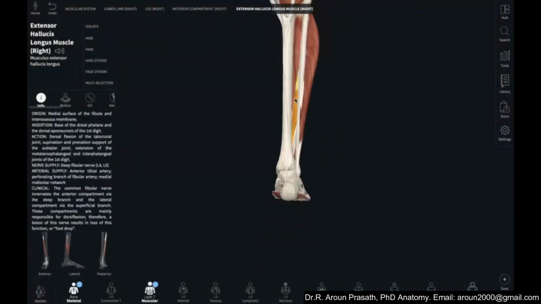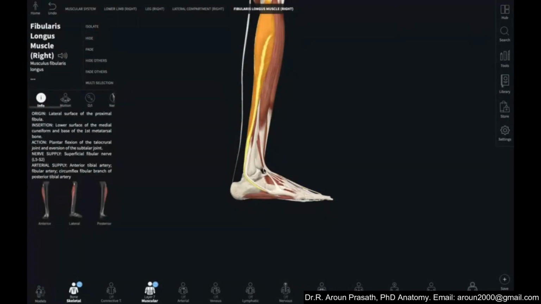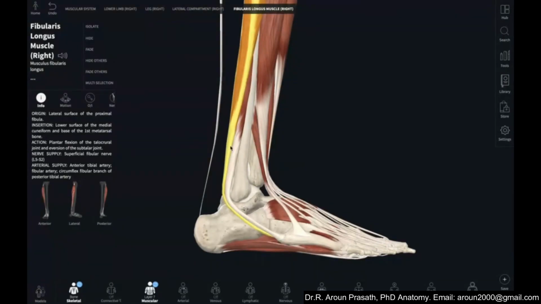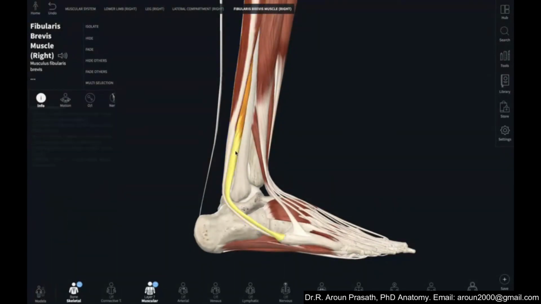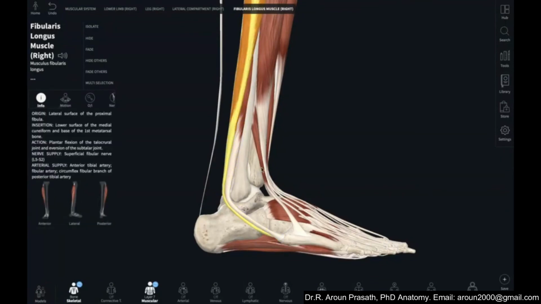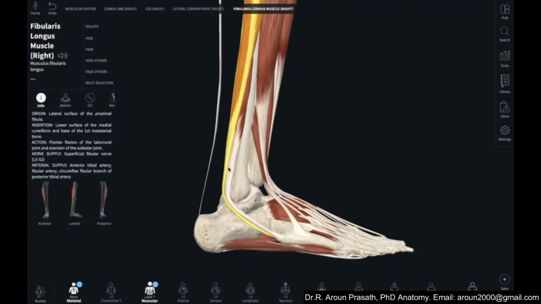Now there are some more muscles. You have to observe this tendon here. See, the fibularis longus muscle is also called peroneus longus; some people call it that, so don't get confused. This is the fibularis longus, this is the fibularis brevis, and this is the fibularis tertius. That is peroneus longus, brevis and tertius.